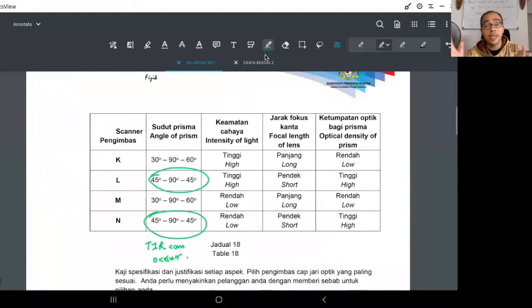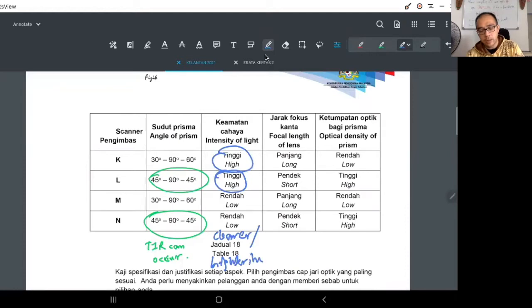Because if you use 30, 90, 60, there is a calculation to this which I don't want to go into because it's going to waste time. I would like you to just remember this, especially if this question comes up. When we talk about prism, we talk about 45, 90, 45, so that total internal reflection can occur. Secondly, intensity of light. Do we want high intensity or low intensity? Basically, intensity is just the brightness of the light. Do you want it to be brighter or do you want it to be darker? This one is really a no-brainer. Of course, you want it to be high intensity, so that you can get a clearer or brighter image.